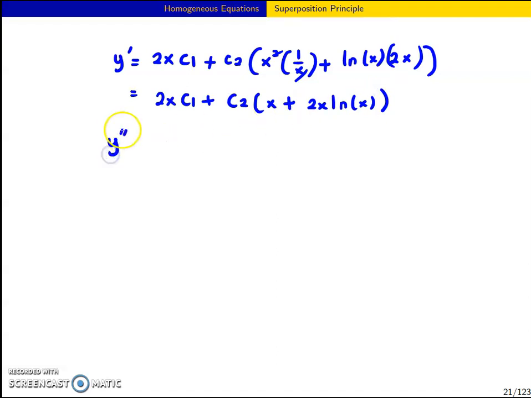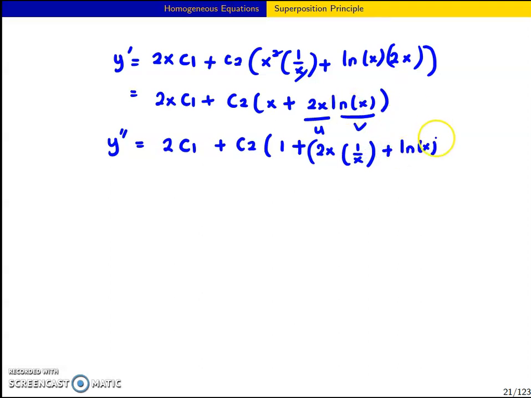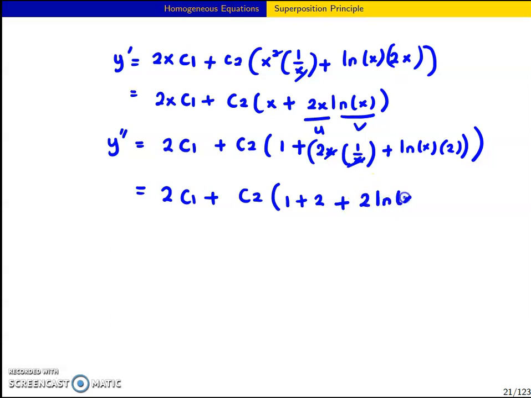Now finding the second derivative gives me 2c1 plus c2 times 1 plus, let's assume this is my u and this is my v, u dv/dx plus v du/dx. Simplifying this gives me 2c1 plus c2, where the x cancels out, 1 plus 2 plus 2 ln x. Simplifying again, 2c1 plus (3 plus 2 ln x) c2.